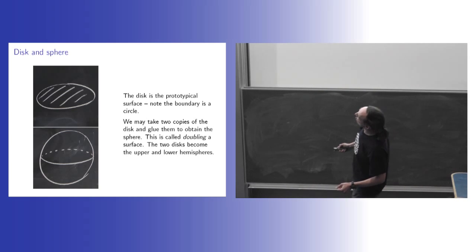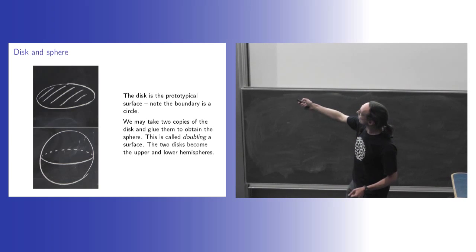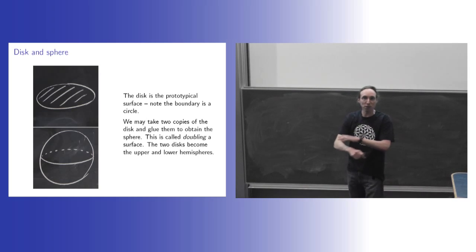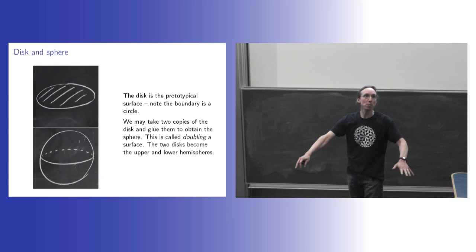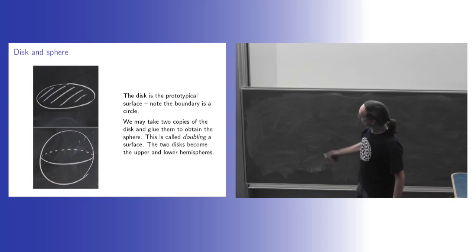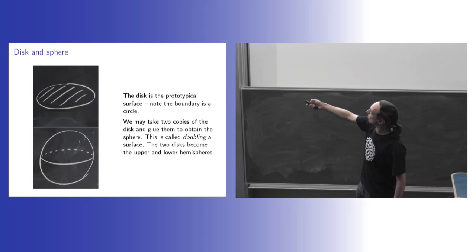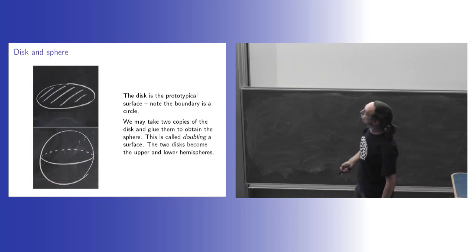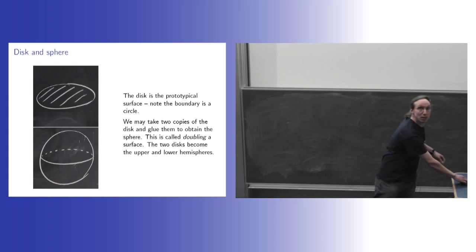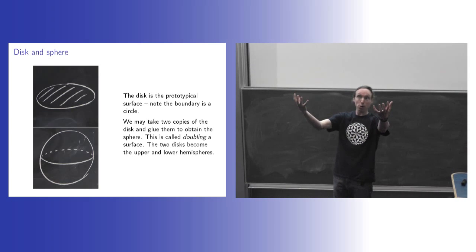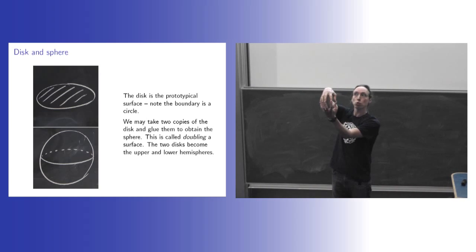So let me go through and give them their names. There's the disk, which is maybe the first surface that you think of. It's flat. It's just a piece of the plane. It looks like a pancake. The shading is there just to indicate that it has this inside. It's not just a circle. It actually has some 2-dimensional content. And what you can do is take 2 copies of the disk, take their boundaries, which is the circle, and glue them together, and that will give you a 2-sphere.